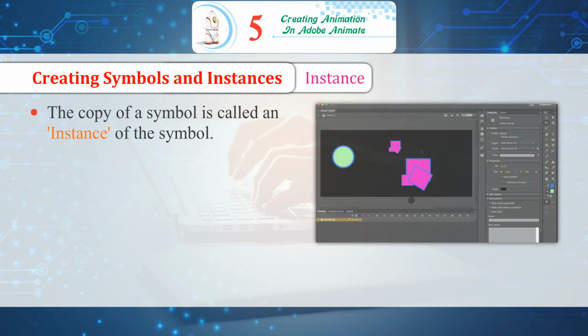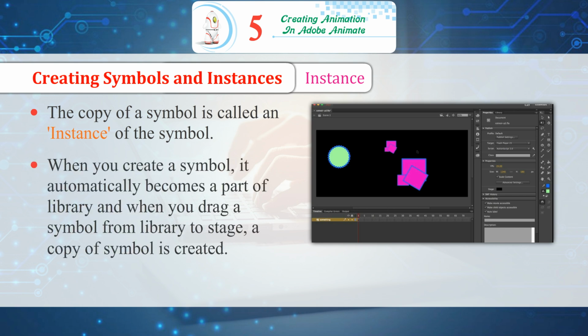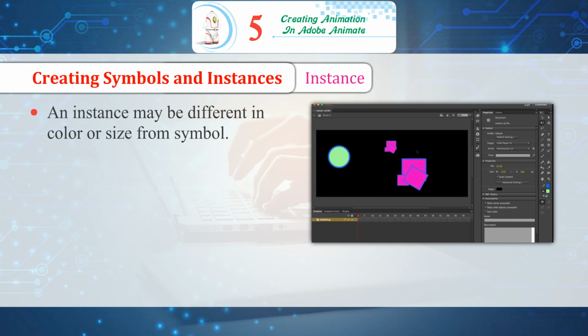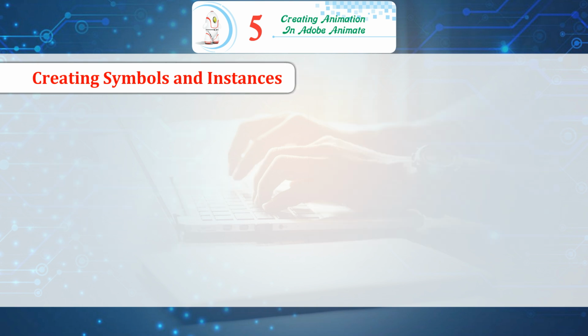Instance. The copy of a symbol is called an instance of the symbol. When you create a symbol, it automatically becomes a part of the library, and when you drag a symbol from the library to the stage, a copy of the symbol is created. An instance may be different in color or size from the symbol. On updating or changing a symbol, it will update all its instances, but on changing an instance, it will update only that instance and does not modify other instances.